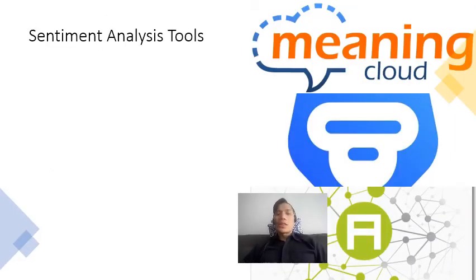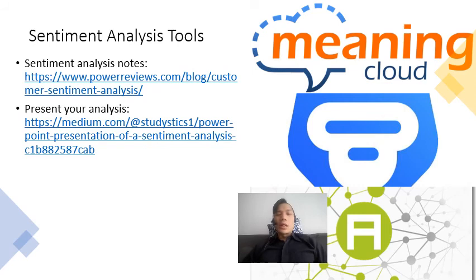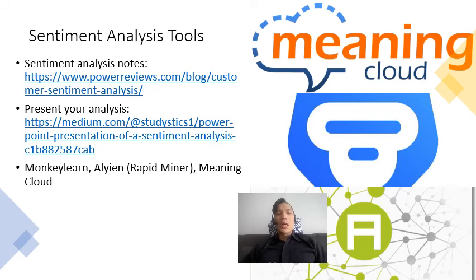Some of the major sentiment analysis tools are available out there, but on a paid basis, and that people are using are the sentiment analysis MeaningCloud, MonkeyLearn, as well as Aylien. These are some of the MeaningCloud or some of the plugins that they use in RapidMiner and also sentiment analysis. I would like you to take some time to look at some of the sentiment analysis notes as well as presenting your analysis on sentiment analysis.